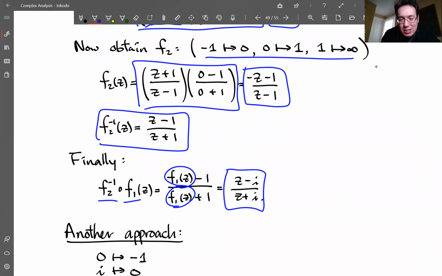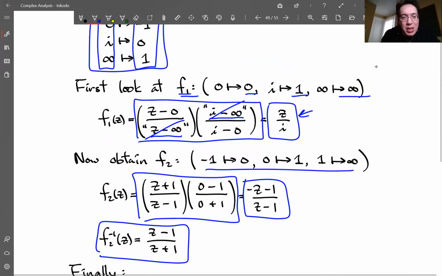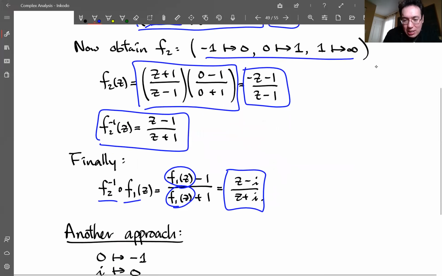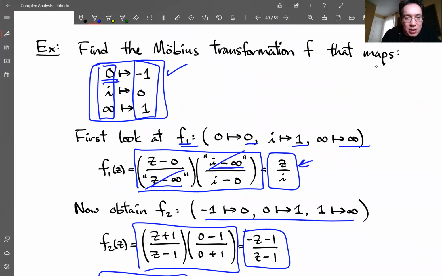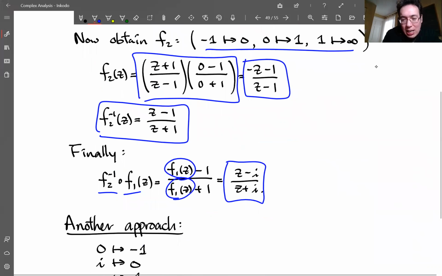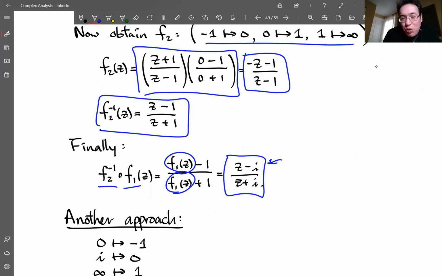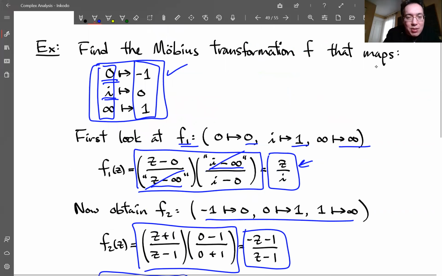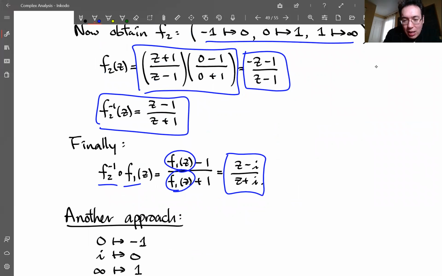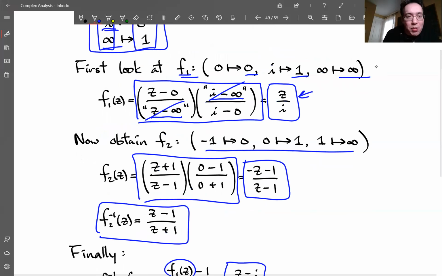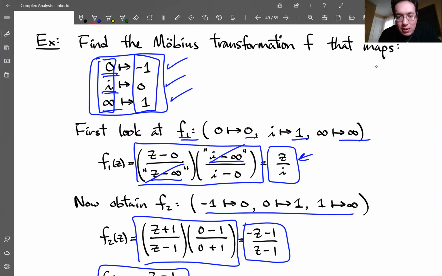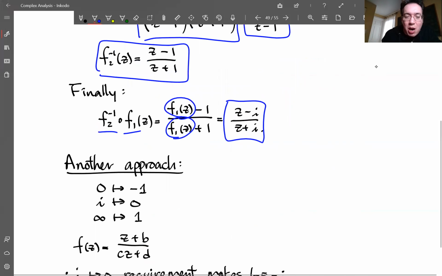Let's just check that this does what we want. So if we plug in 0 into z here, we get negative i over i, which is just negative 1. So that checks out. If we plug in i into here, then the numerator becomes 0. So we just get 0. So that works. If we plug in infinity, infinity over infinity is 1. So this also works as well. So we found the Mobius transformation that does that by using this composition f2 inverse of f1.